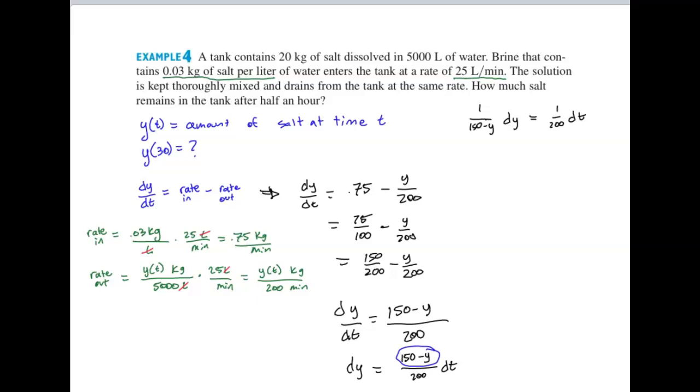And now we're ready to take the antiderivative. So integrate. Let's work on the right-hand side first. It's a little bit easier. 1 over 200 is just a constant, right? What's the antiderivative of a constant dt? Or t in this case, right? It's 1 over 200t, and then we'll do plus c, right?